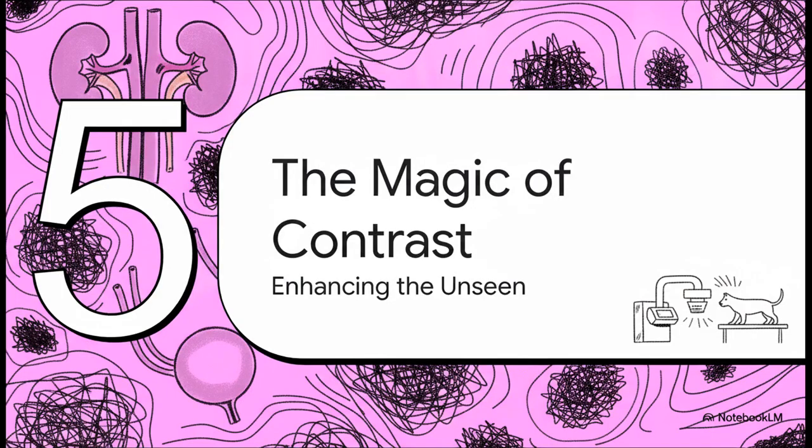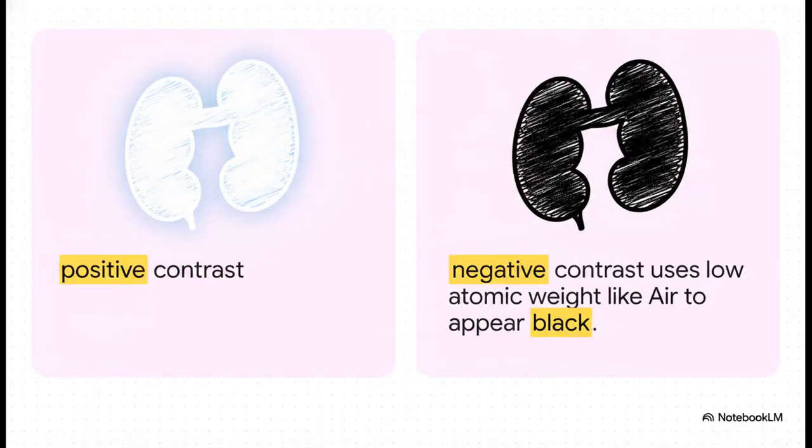Section 5. The magic of contrast, enhancing the unseen. Here's the challenge. Sometimes organs naturally blend right into the surrounding soft tissues, and we have to artificially manipulate the shadows to see them. So the crucial point is understanding the tools we use to do this. We can use positive contrast, bringing in high atomic weight materials like barium or iodine, which block X-rays and paint those hidden organs a bright, stark white. Or conversely, we can use negative contrast. This means introducing low atomic weight gases like CO2 or just room air, which let the X-rays blast right through to paint the hollow spaces black.